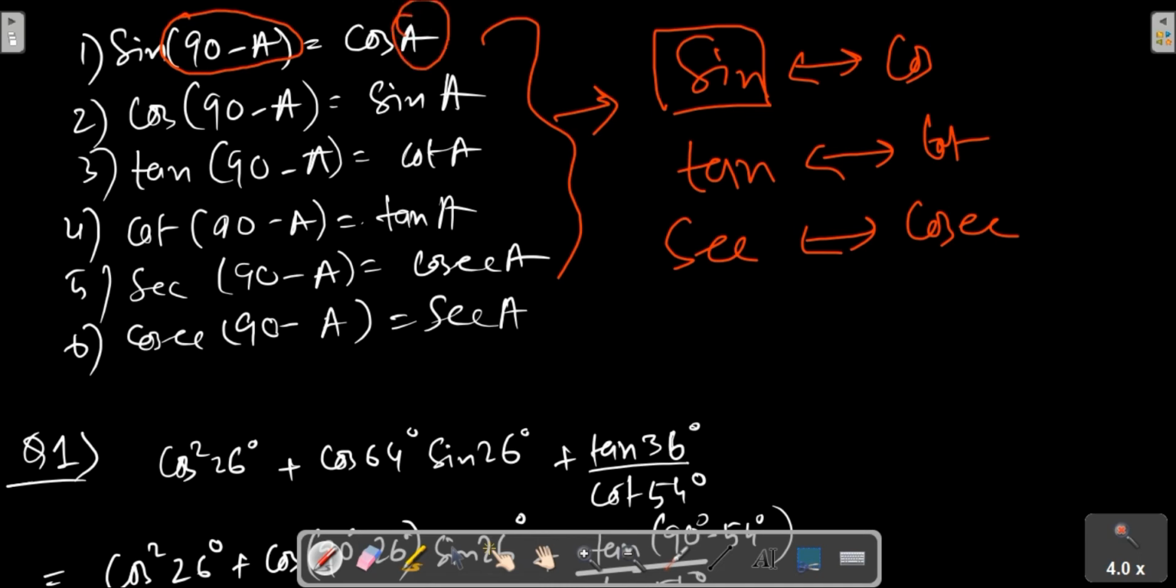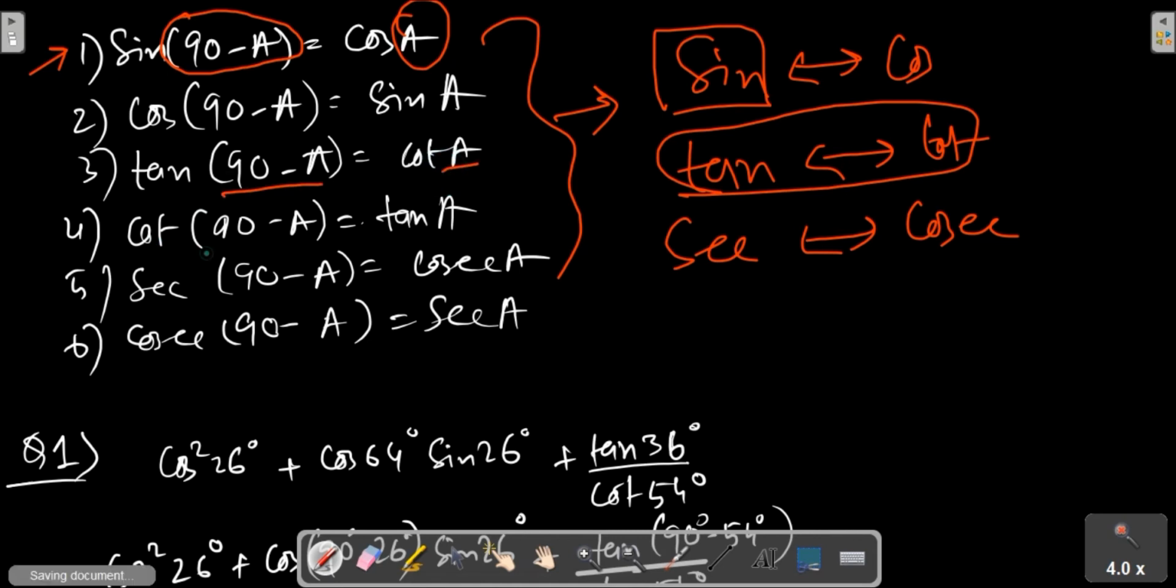Like the first formula you see, sine of 90 minus a is equal to cos a, and vice versa, cos of 90 minus a will be sine of a. In the same manner tan and cot are also in the same relation, so tan of 90 minus a will give you cot a, and cot of 90 minus a will give you tan a.